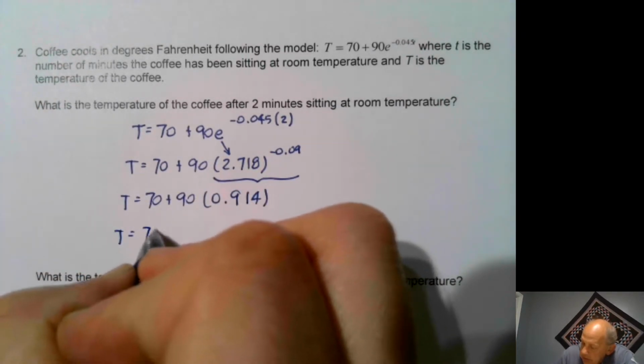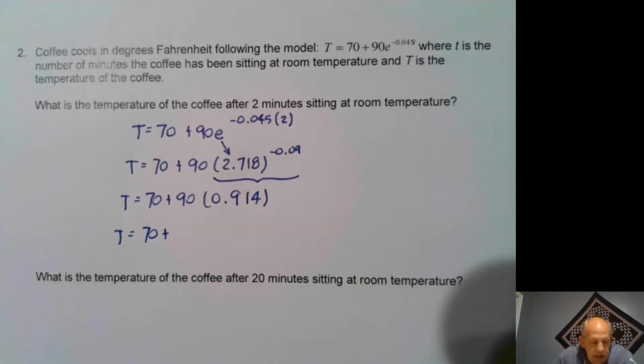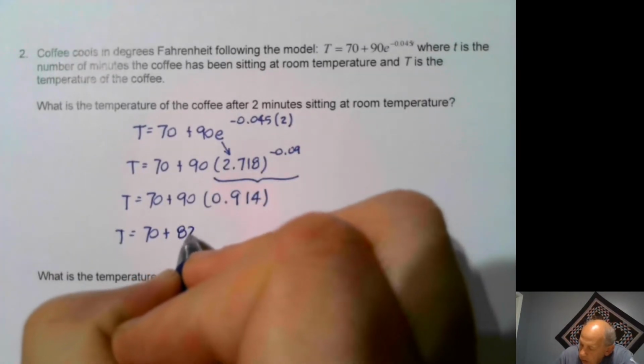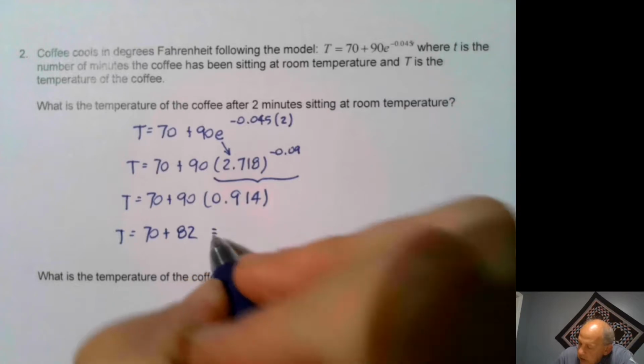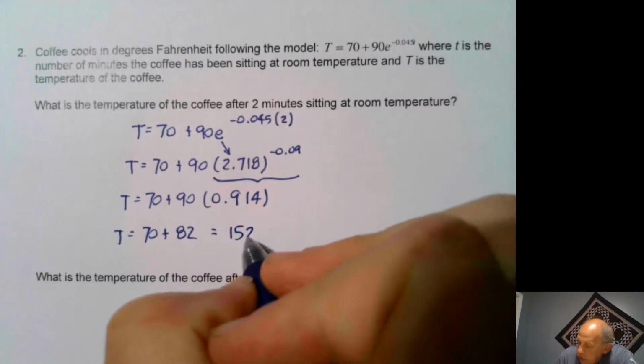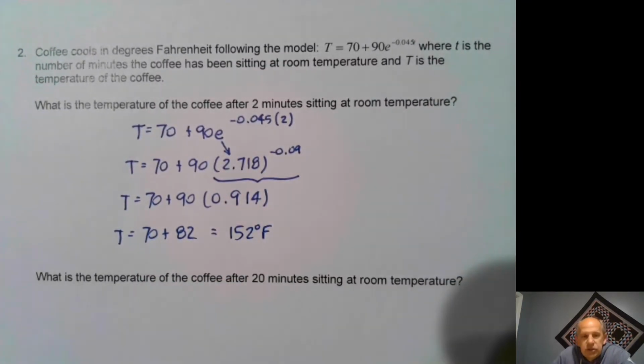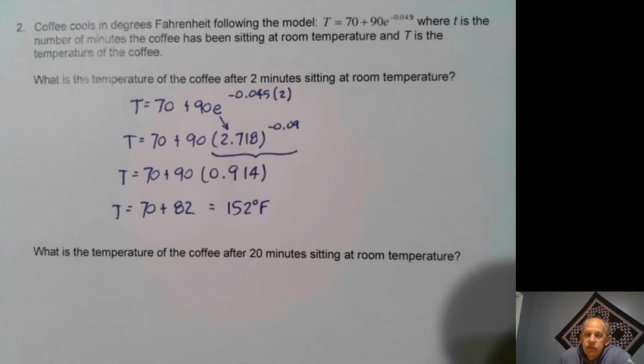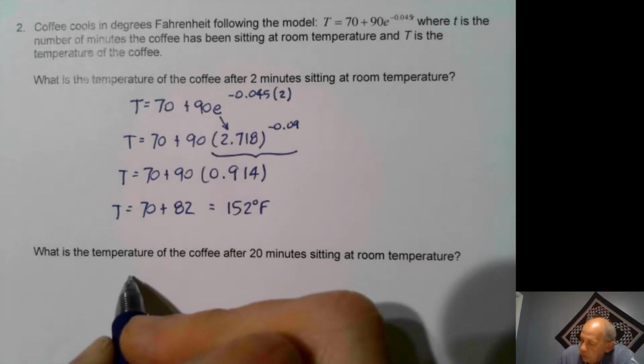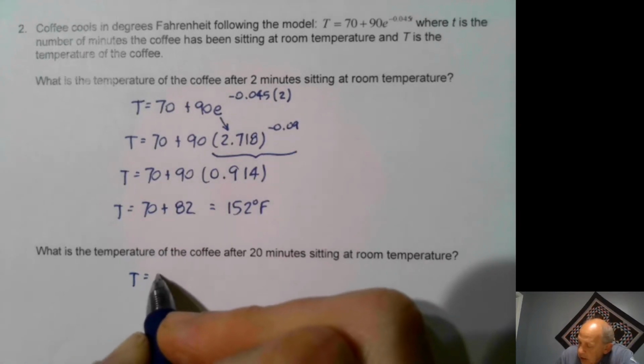Almost done. 70 plus 90 times 0.914 is 82. Temperature of the coffee is 152 degrees. Pretty warm. It's only been sitting out for 2 minutes. Let's take a look at doing the second one, where we increase the length of time the coffee has been sitting out at room temperature to 20 minutes.